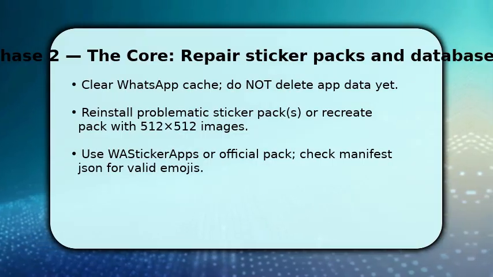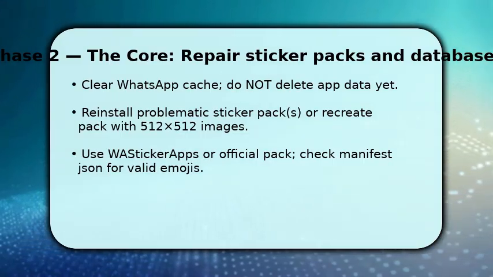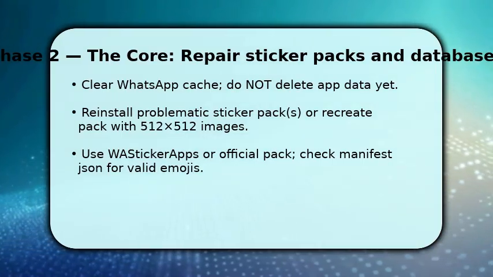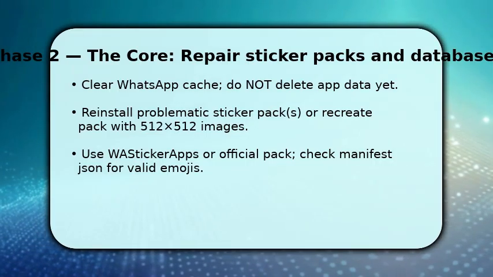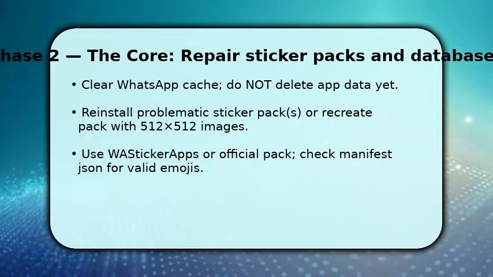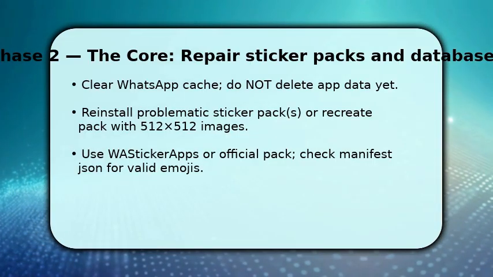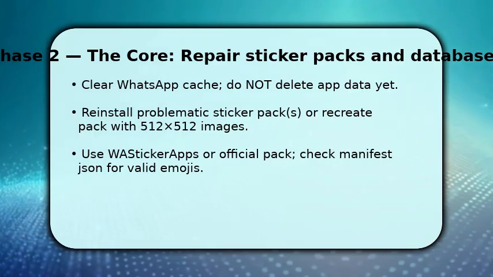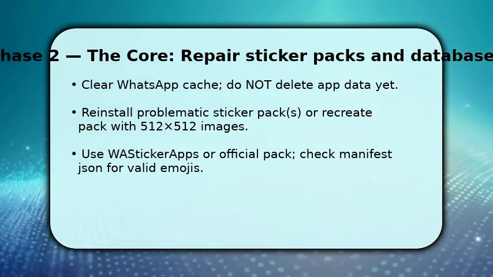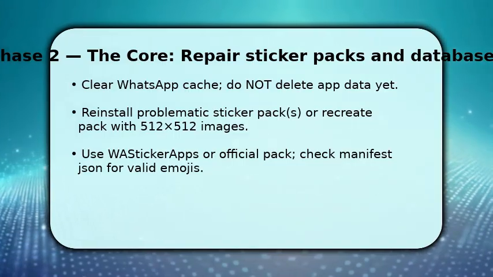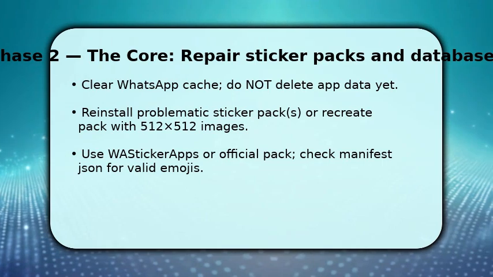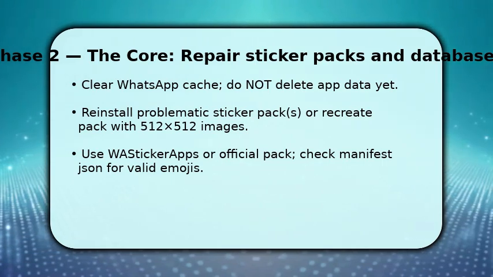Reinstall the specific sticker pack that failed, or recreate it using 512 by 512 PNGs and transparent background so rendering works across devices. Make sure the pack manifest JSON lists at least one emoji and valid identifiers. If an emoji entry is invalid, WhatsApp skips the whole pack. Once done, restart the phone to flush background services and let WhatsApp reindex sticker assets.